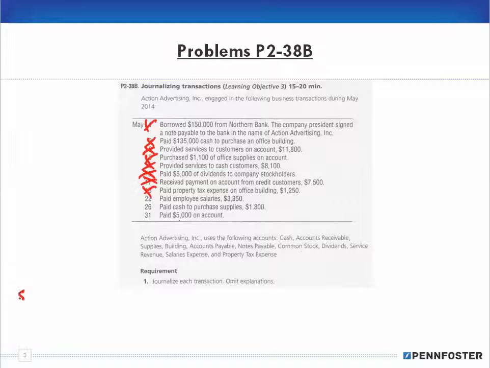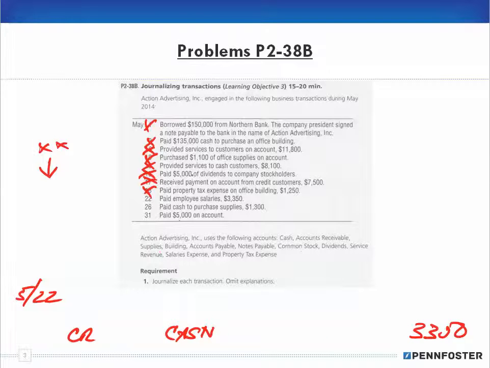Okay, 522. Paid employee salaries, $3,350. So am I affecting cash? Yes, because I'm paying my employees, so my cash is decreasing, so I'm going to credit my cash for the 3,350.